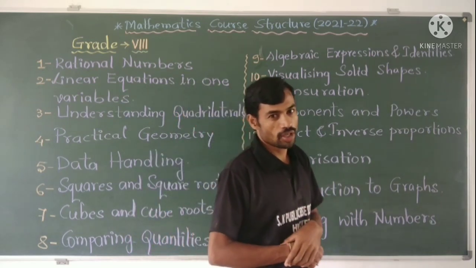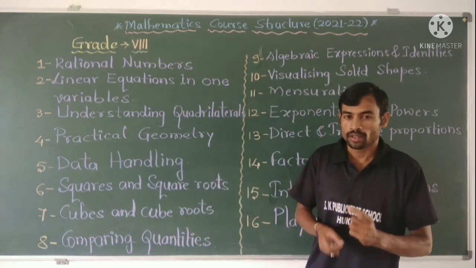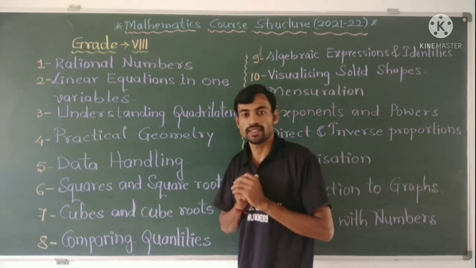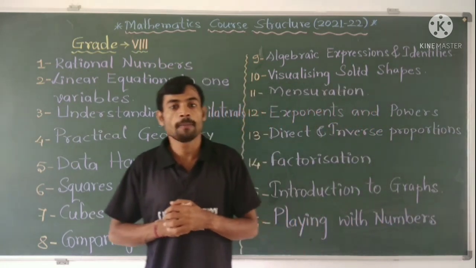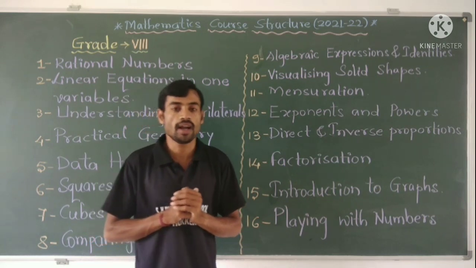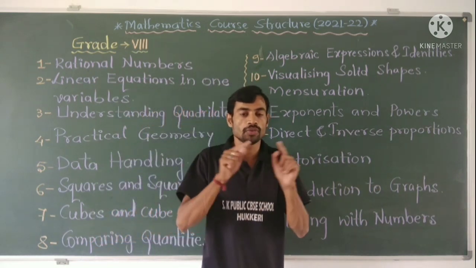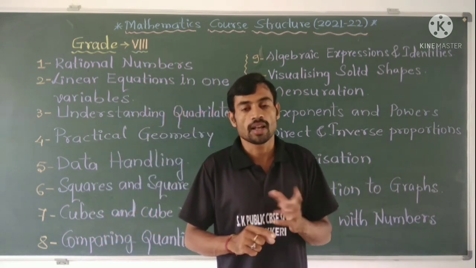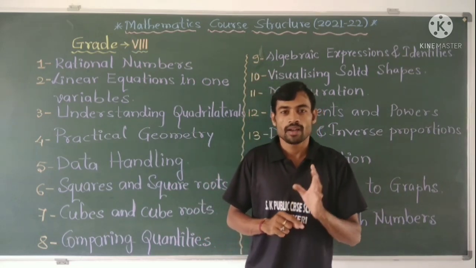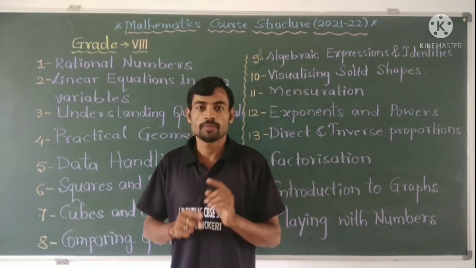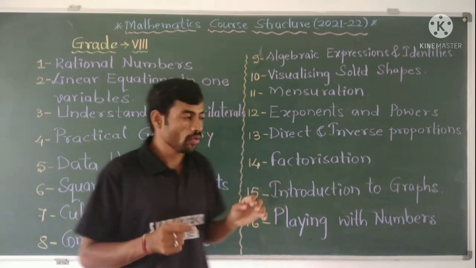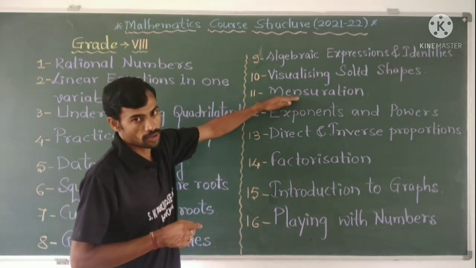And next come to mensuration. In this mensuration, we have to study the most important point, that is area and perimeter. Area and perimeter of the given plane figures: rectangle, square, triangle, trapezium, rhombus. So these all we have to study in this mensuration.